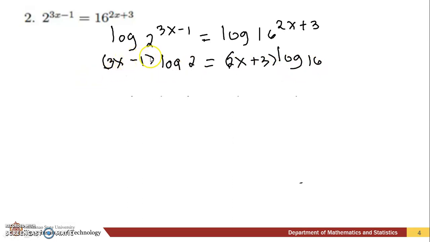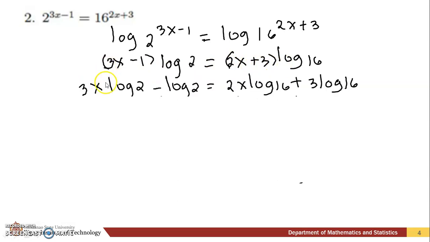And then we can distribute 3x minus 1. So first, we have 3x times log of 2 minus log of 2 here. And we can also distribute 2x plus 3 to log of 16. So we have the following: 3x log of 2 minus log of 2 equals 2x log of 16 plus 3 log of 16.